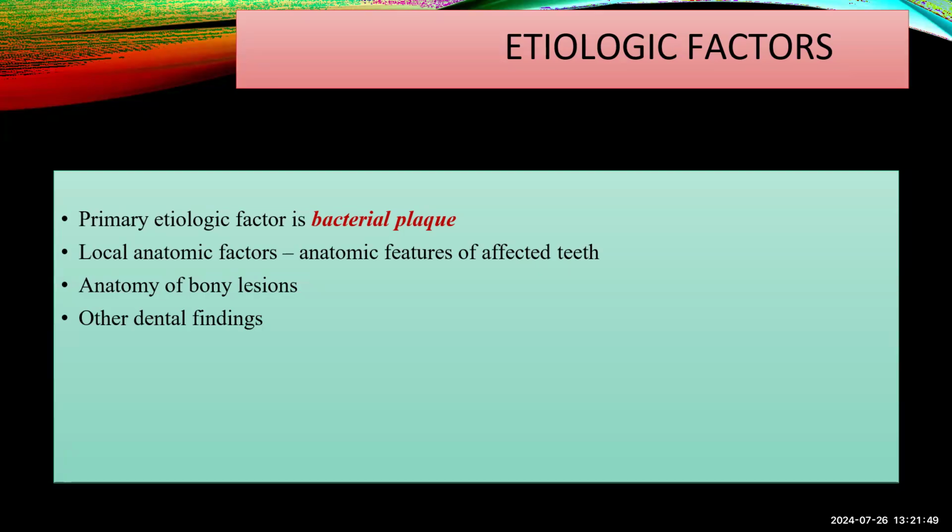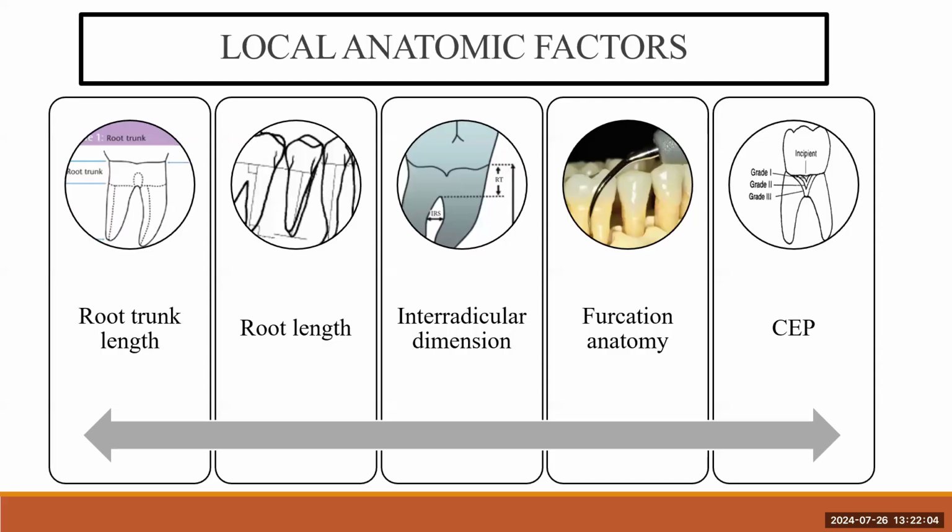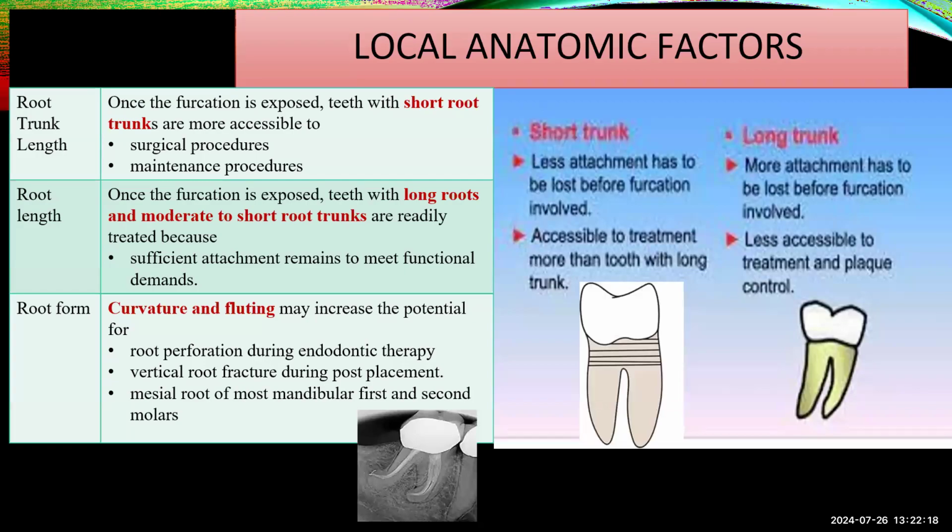Moving on to the etiological factors that are involved in furcation. So the primary etiological factor, as always, is bacterial plaque. There are some local anatomic factors, anatomy of bony lesions, and some other dental findings. So what are these local anatomic factors? These mainly comprise the root trunk length, the root length, interradicular dimension, furcation anatomy, and the presence or absence of cervical enamel projection.